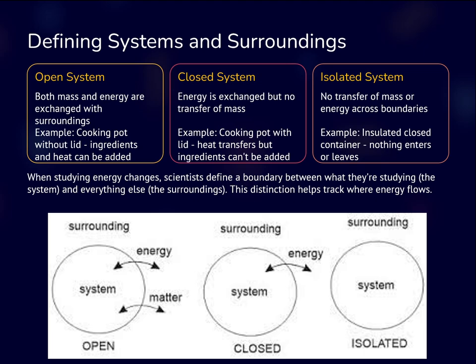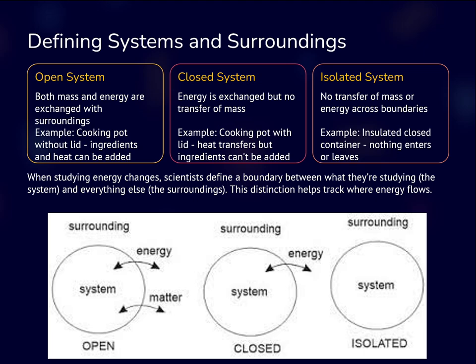To analyze energy exchanges, scientists divide the world into the system, which is the part that we study, like the fireworks shell or the ice pack. The other part that scientists divide the world into is the surroundings, which is everything else, like the air, the observer, or even the environment. This denotation helps us understand where the energy is coming from and where it's going.